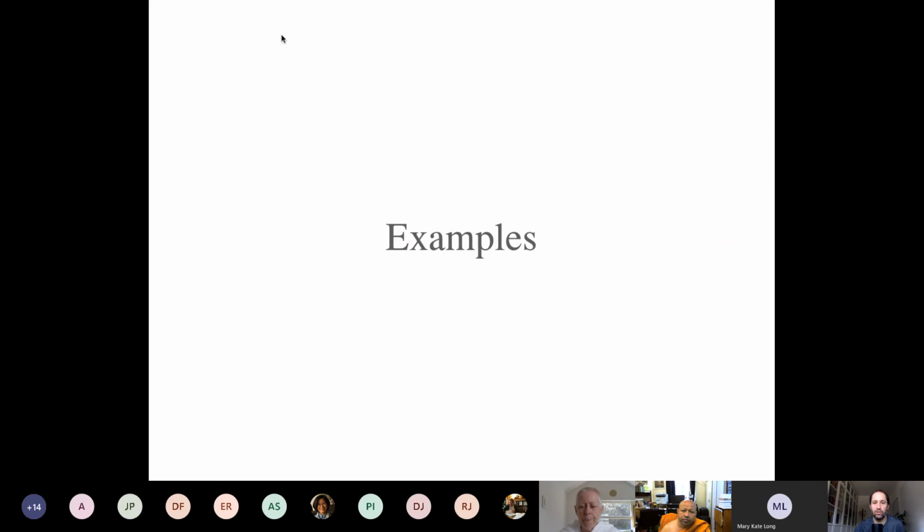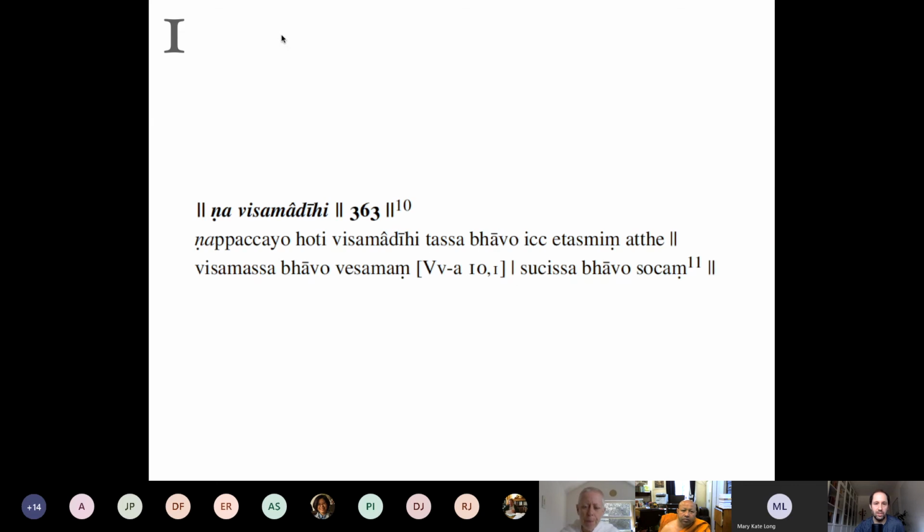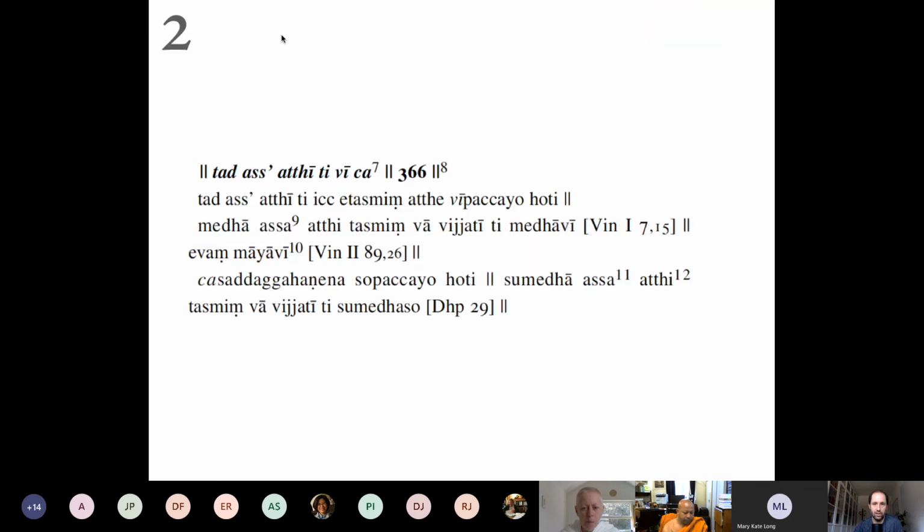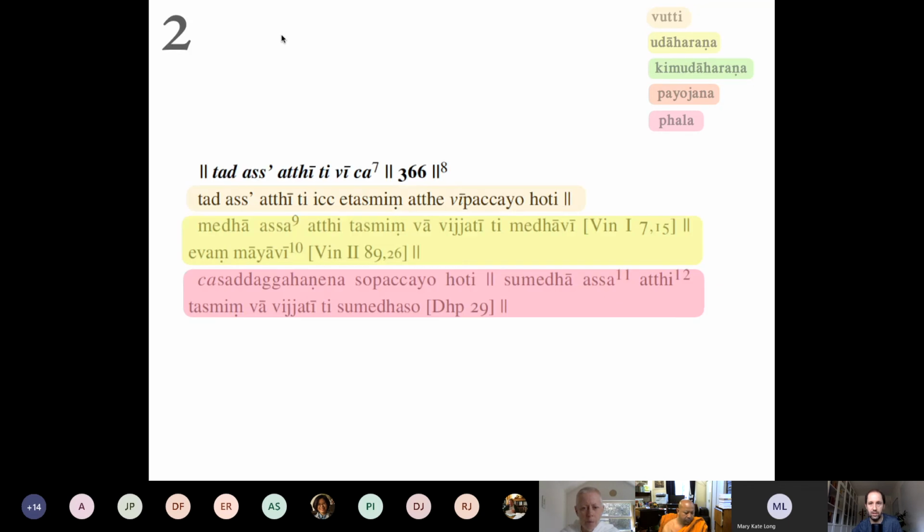To finish, very briefly, some examples, simply to see how it should look when you start separating areas. The very normal, usual case is that you will find simply two sections, the Vutti and the Udaharana. That is more than enough to understand the meaning of the sutta. That's a gloss plus some examples. That's enough. You will find this case many times.